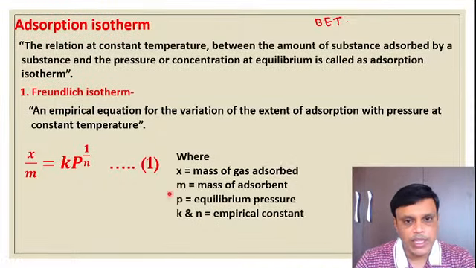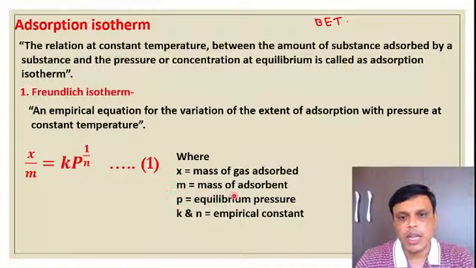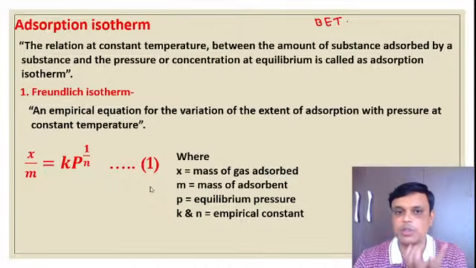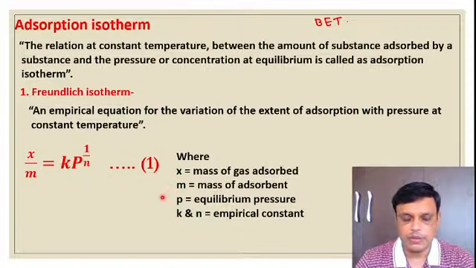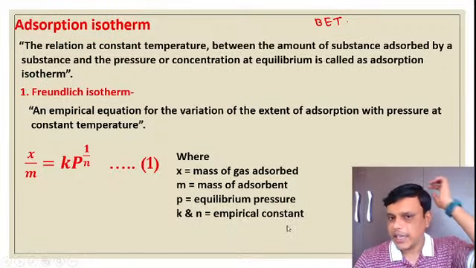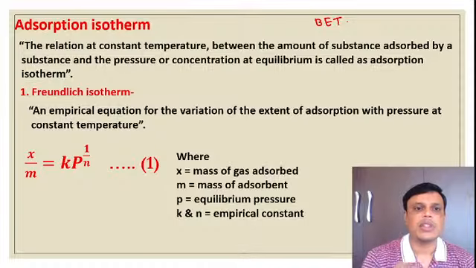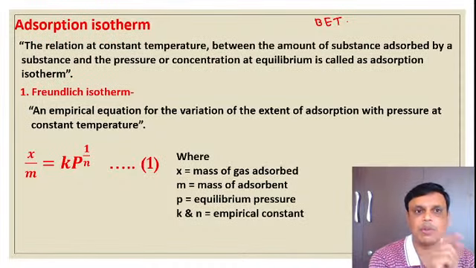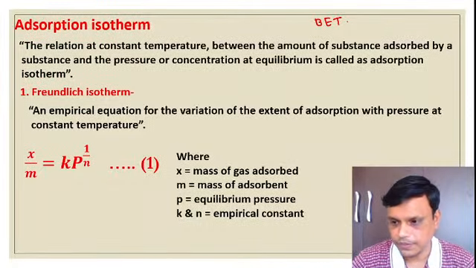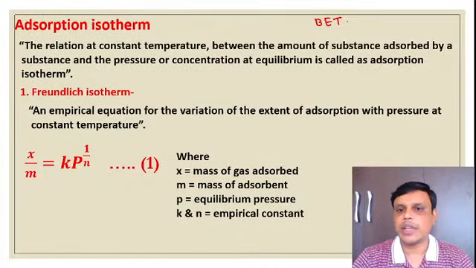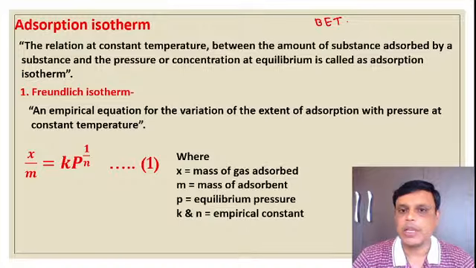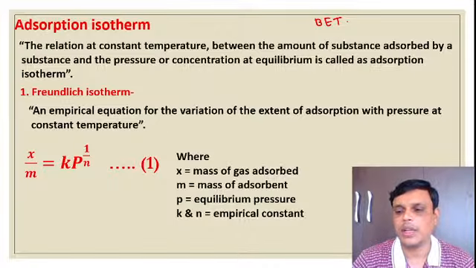Then m, what is m? m is the mass of adsorbent. जिसके ऊपर एडसॉर्ब हुआ है ना उसका मास. p is the equilibrium pressure. And k and n, these two are empirical constants. So this equation is called the Freundlich adsorption isotherm. x by m equals k P raised to 1 by n, where x is the mass of the gas adsorbed, m is the mass of adsorbent, p is the equilibrium pressure, and k and n are empirical constants. So it is called the Freundlich adsorption isotherm.